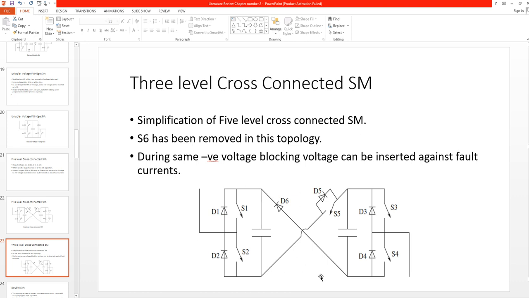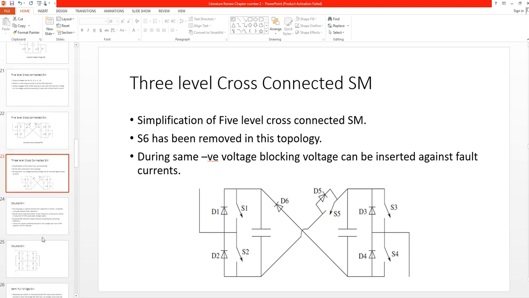So this capacitor is inserted and this capacitor is also inserted, and it will flow from D4. Now if the current is negative, it will flow into this submodule, flowing from D3, and this capacitor is inserted. Flowing from D6, this capacitor is also inserted, and flowing from D2, it will be out of this submodule. So this is again a simplification of the 5-level cross connected submodule.